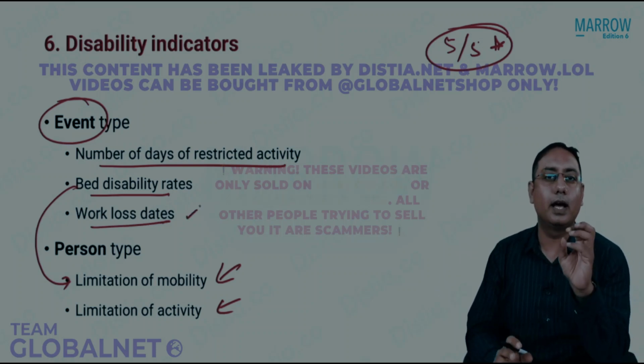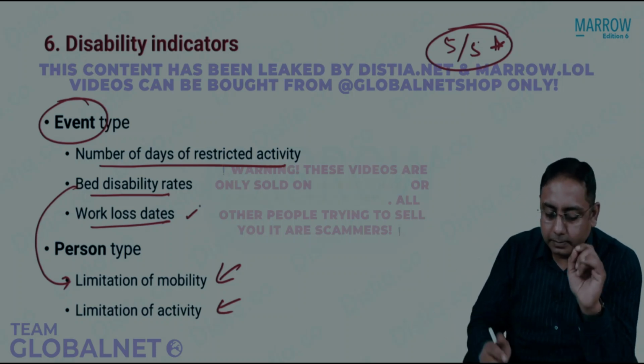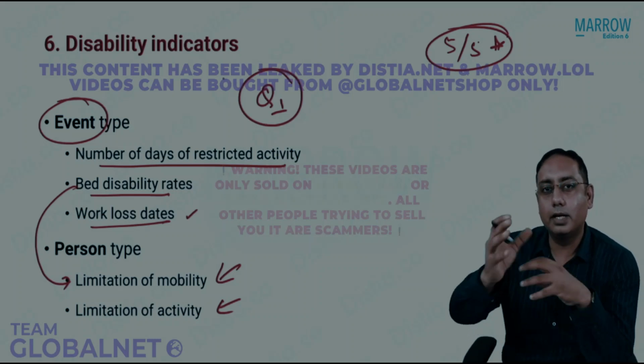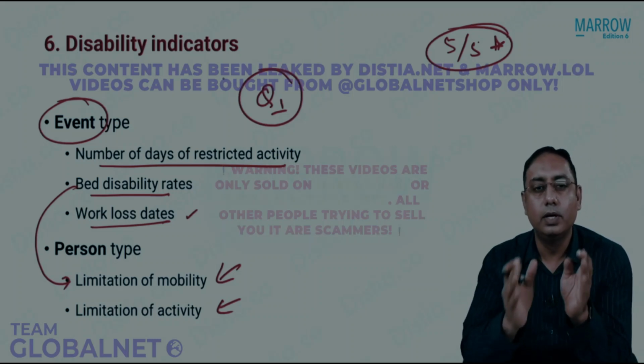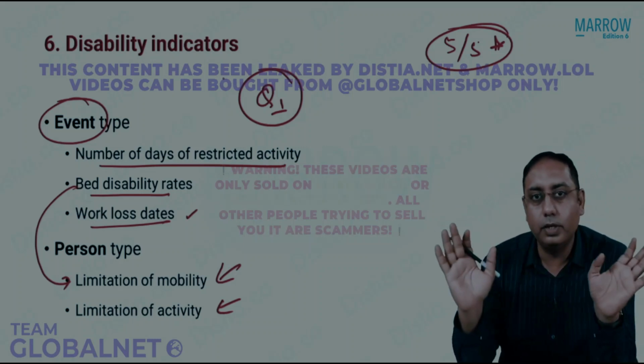So either we can have event type disabilities or we can have person type disability. That is your question number 1. You should know the basic understanding. Very frequently they'll ask you which of the following is event type disability, which of the following is a person type disability. That's the only question.